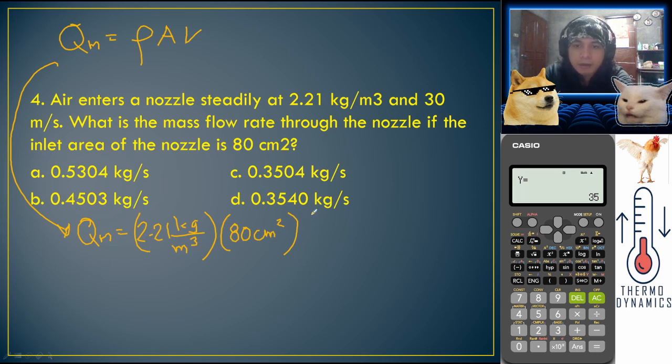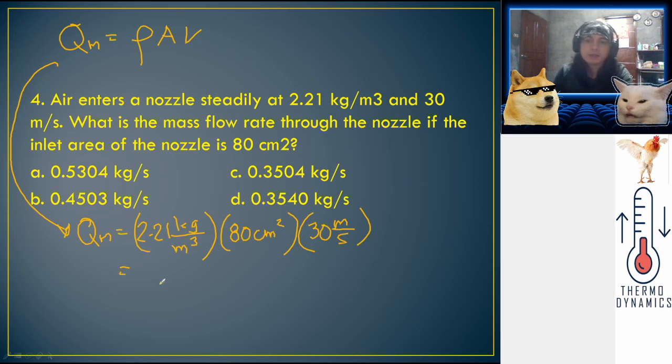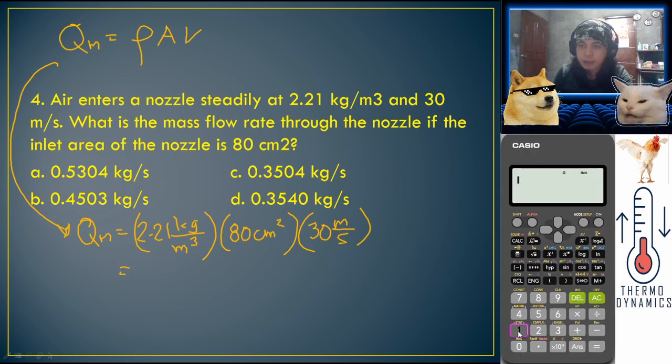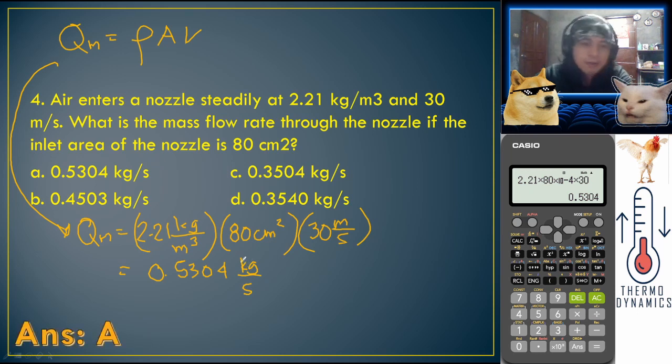Game, we have another one, velocity. So, velocity is 30 meters per second. And with that, tara, pindot na. Let's do this. Game, balik lang natin yung calculator natin sa dati. 2.21 times, eto, pipindot natin 80 times 10 to the negative 4. Alright. So, times 30. Okay, equal. So, ano tayong sagot na? 0.5304. Meron ba tayo dyan? Yes, sir! Easy-easy pala yan. And the answer is letter A.